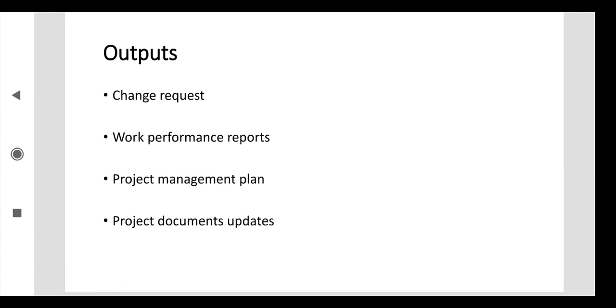Next, what are the outputs related to project monitoring and controlling? Change requests: if the user needs some more changes in the project, we have to get those changes, retrieve the information and rebuild the process. Then the work performance reports that we have to submit. Then planning, the project management plan, where initially we plan. Then if there are any updates to the project documents, we have to document them. That is the project monitoring and controlling cycle.